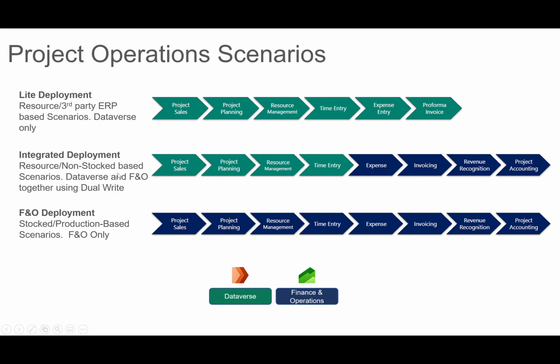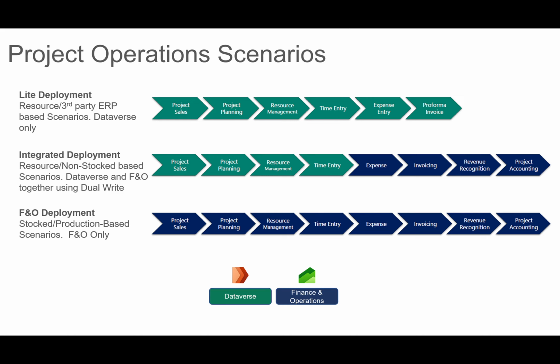The last option, which is in the middle, is a desired approach by Microsoft and is the integrated deployment version called Resource Non-Stock Based Scenario. It brings the Dataverse and the F&O module together using dual write. The data copies between the systems where required to ensure that it can be referenced and is up to date. For example, I could create a customer in the Dataverse and this will copy over to the F&O accounts receivable module. Or I can create the customer there and it will then push over into the Dataverse records.